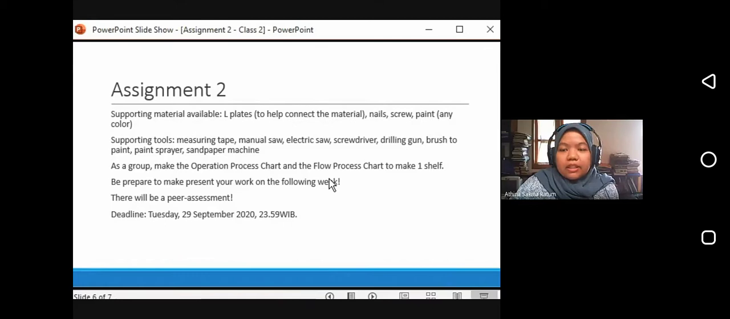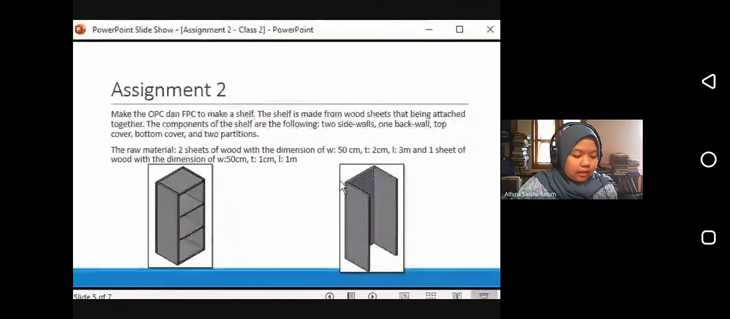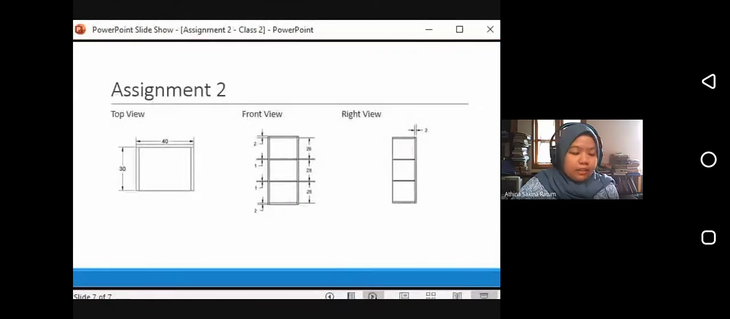Okay, one more thing about the size is the L plate that I mentioned, just in case some of you are having trouble understanding what kind of plate an L plate is. This plate would be used to attach the parts. So let's say there would be an L plate here and here at the bottom, and also when attaching the top cover to the frame, the bottom cover to the frame, and also the partition. And the sizing of the shelf is available at the final slide here.